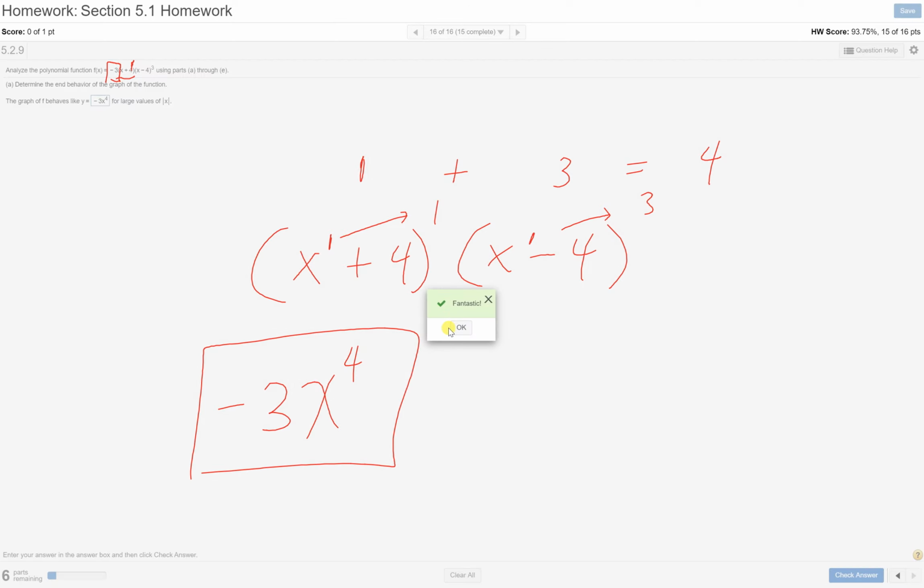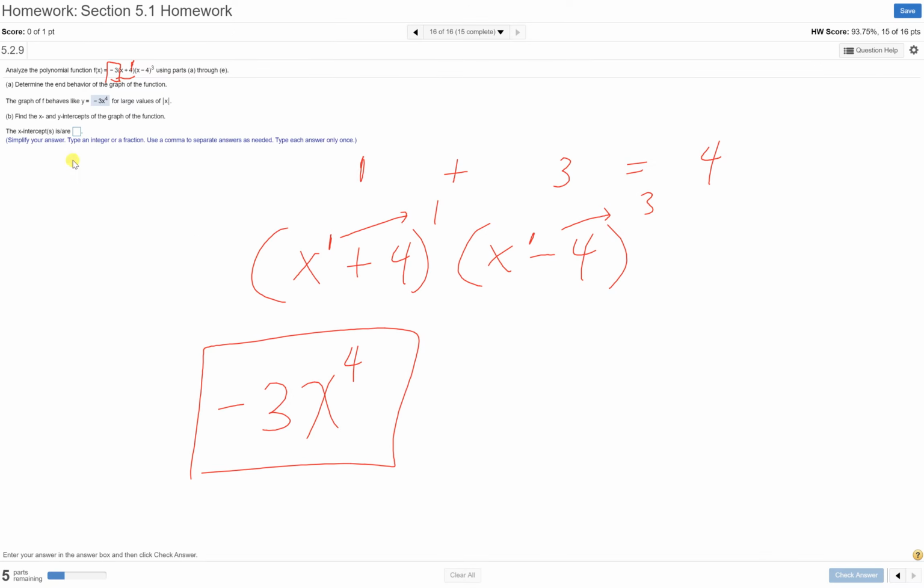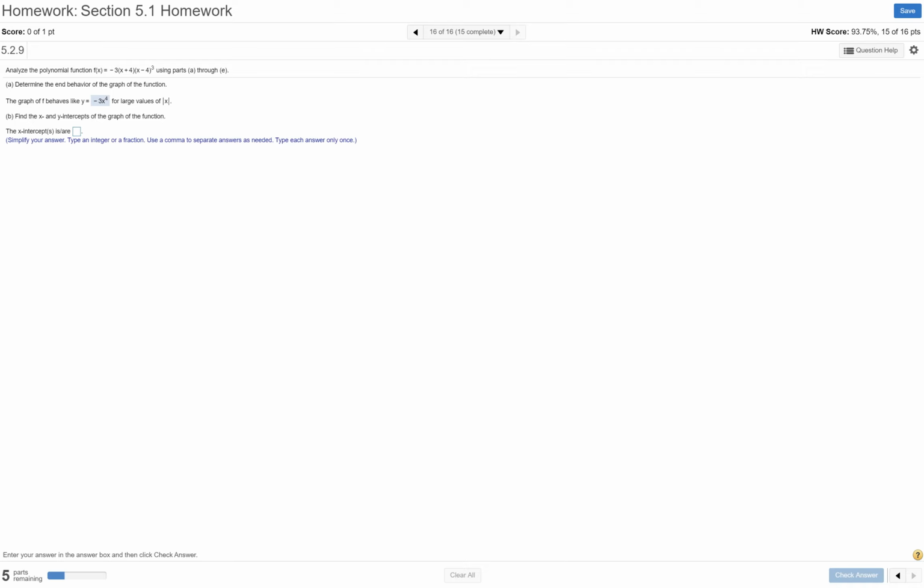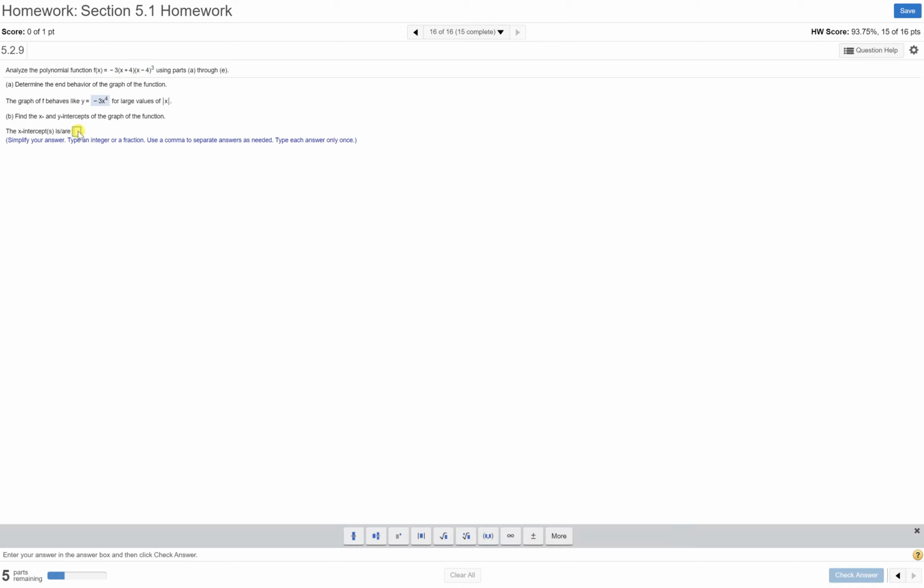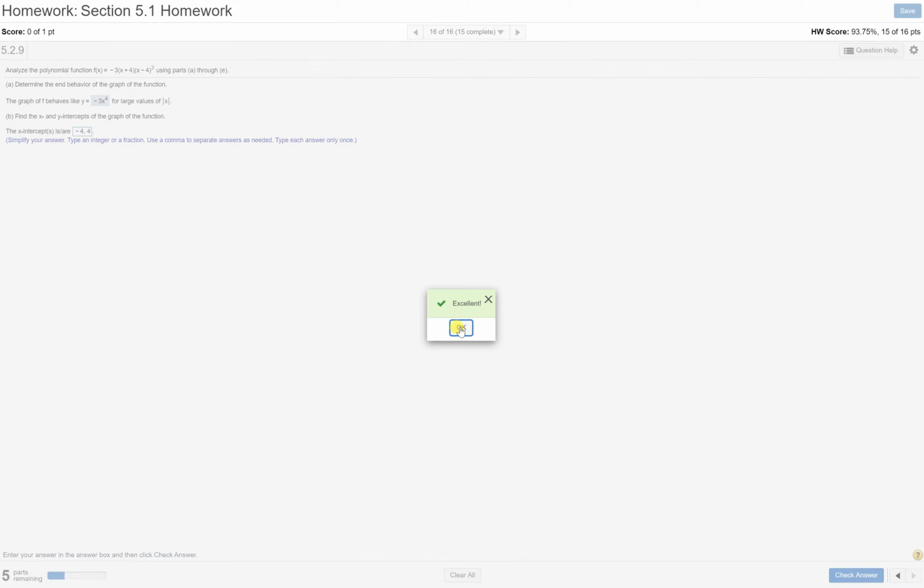Alrighty. Oh, this is one of those bunch of parts. Okay, the x-intercepts are, let me clear this so you can see what we're looking at. For the x plus 4, it's going to be negative 4, and for the x minus 4, it's going to be positive 4. So we know it's negative 4, positive 4. Alright. Next question.